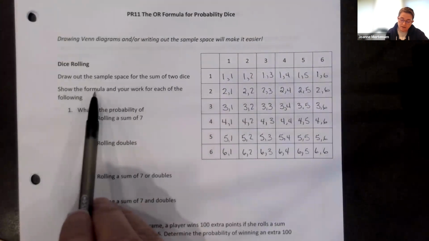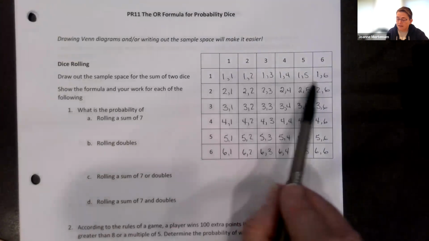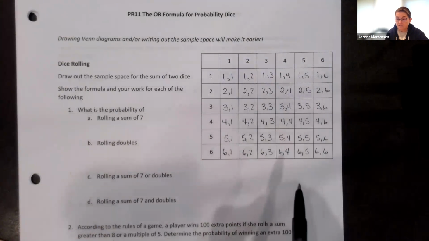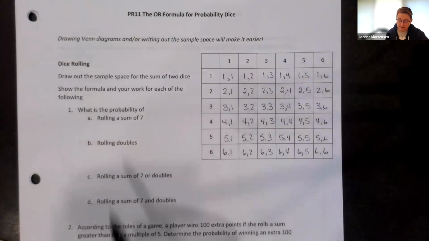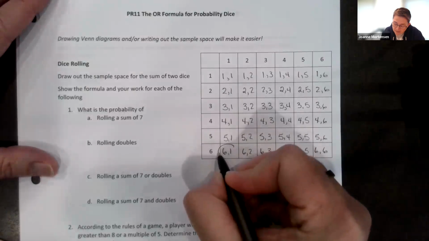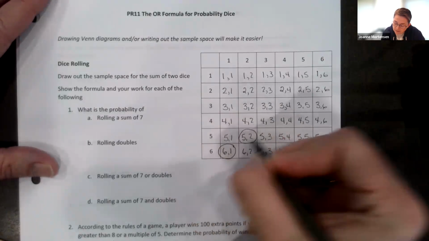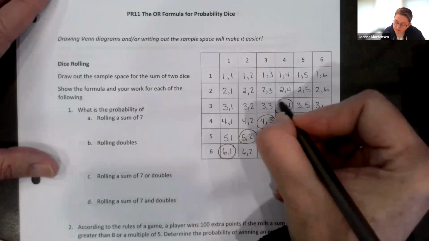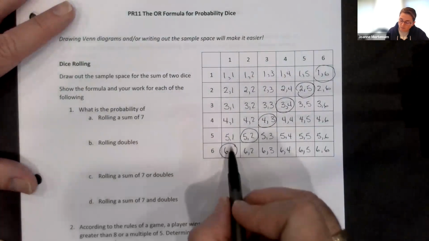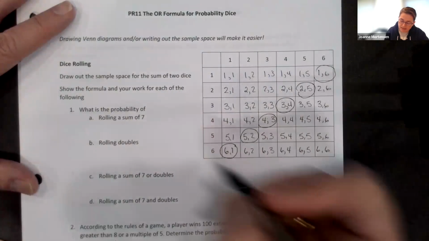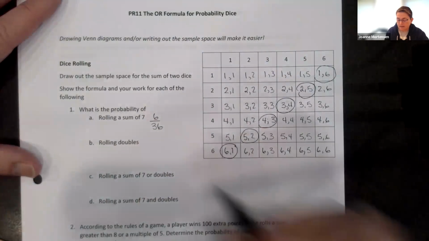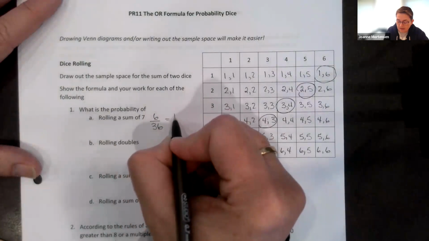Boom. Oh, I guess I could have put the sums in there instead of the numbers. Oops, it's okay. You can tool that up pretty easily. Rolling a sum of 7. I'm going to end up making a really messy chart. Okay, so there's 1, 2, 3, 4, 5, 6 ways to do it. 6 out of 36, which gives me 1 out of 6.